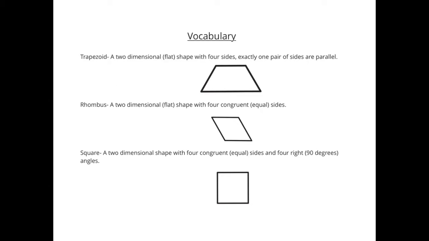Some vocabulary words we might need are trapezoid, which is a two-dimensional or flat shape with four sides and exactly one pair of parallel sides; a rhombus, which is a two-dimensional or flat shape with four congruent or equal sides; and a square, which is a two-dimensional shape with four congruent or equal sides and four right or 90-degree angles.